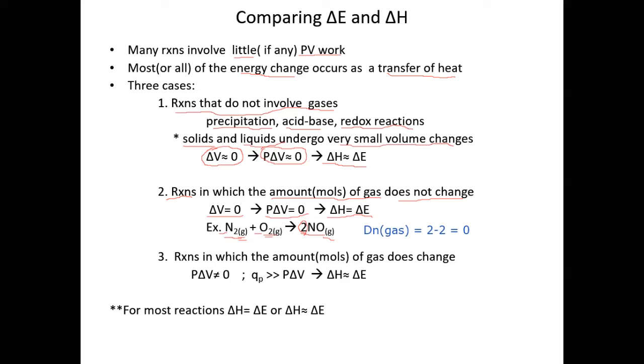The other reactions are ones where the moles of gas do change. Here P delta V is not zero, but again, the heat produced is so much more than the work done that delta H can be approximately delta E. So in summary, for the majority of reactions, delta H equals delta E, or delta H is approximately delta E.